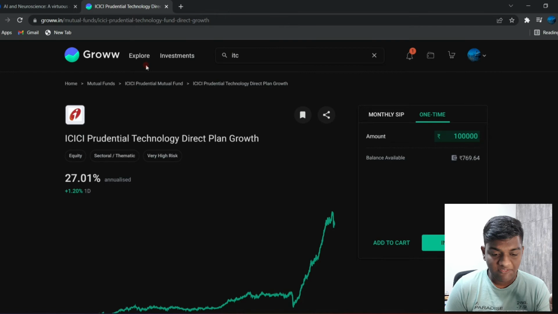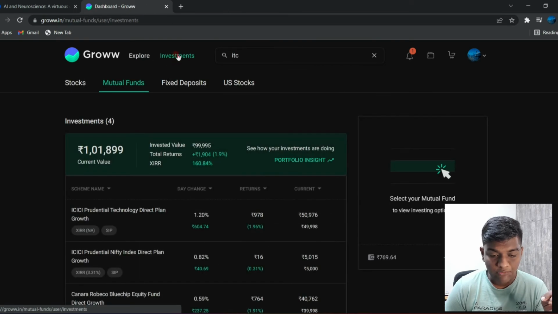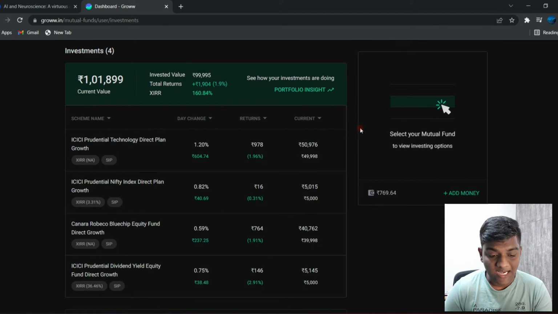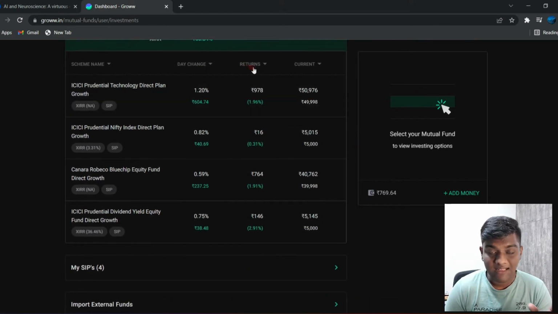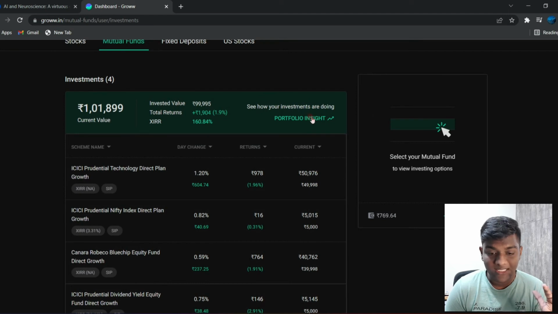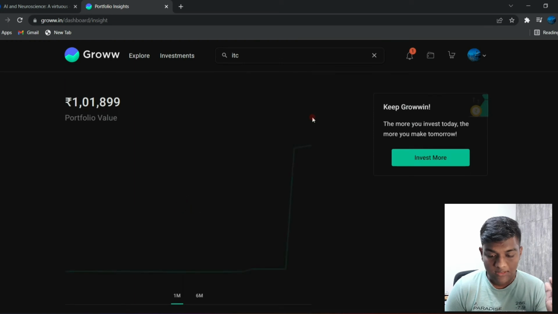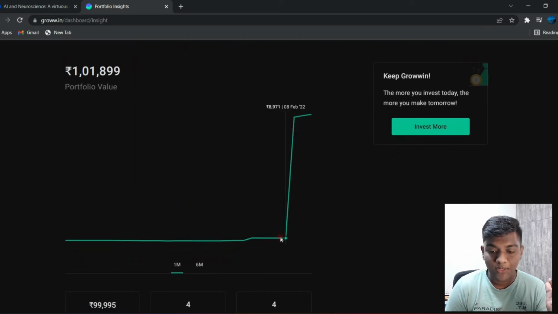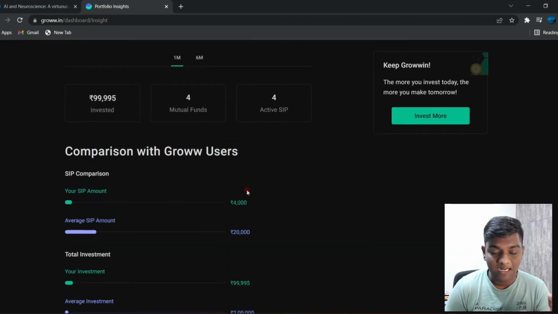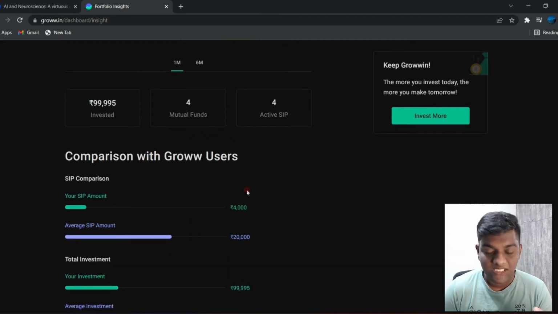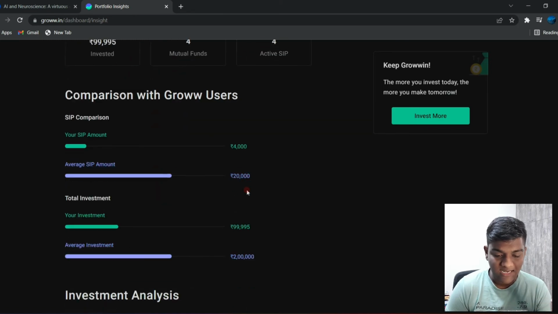And if you go to the investment column, here it would show the investments you have made, and then the returns, and then the current value of the mutual fund, and in a day how much change you got. And there's something called portfolio insight for mutual funds. If you get into this, so I have made my investment on 8 Feb. So that's why it jumped from 1,000 to a lakh. So you can get various fancy information about your mutual funds. That's just tracking your mutual funds.